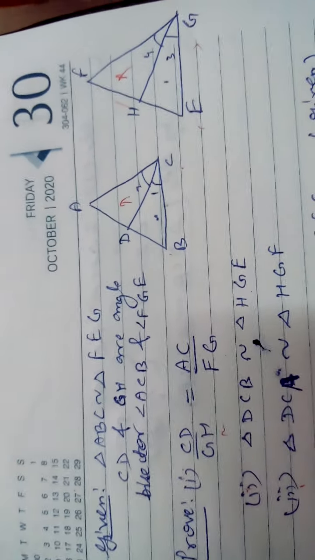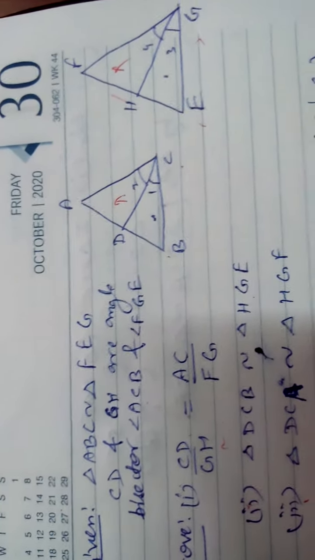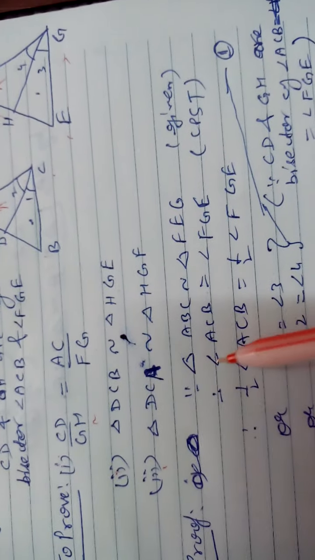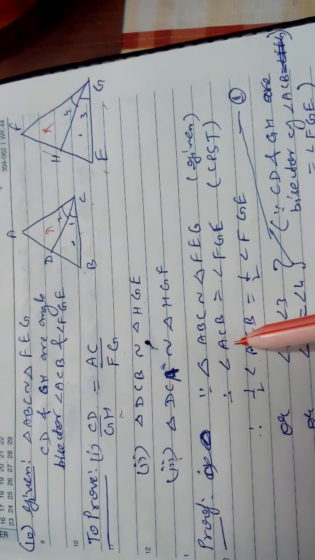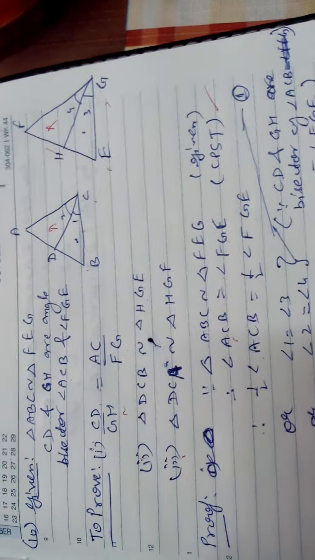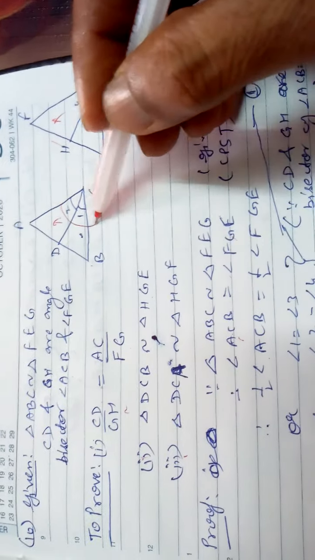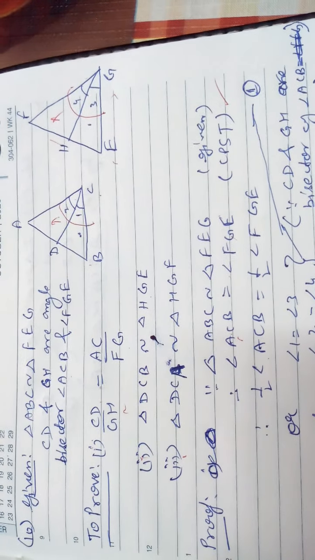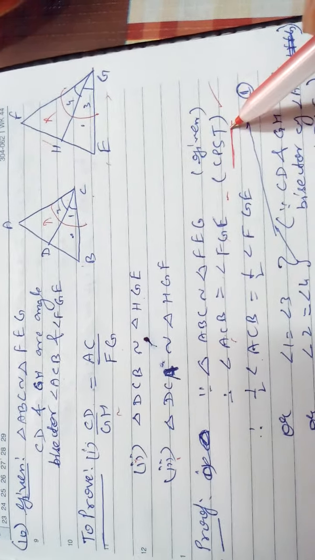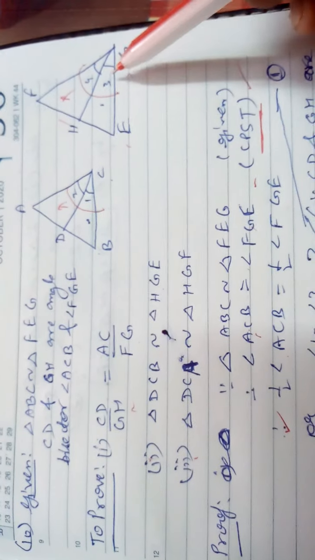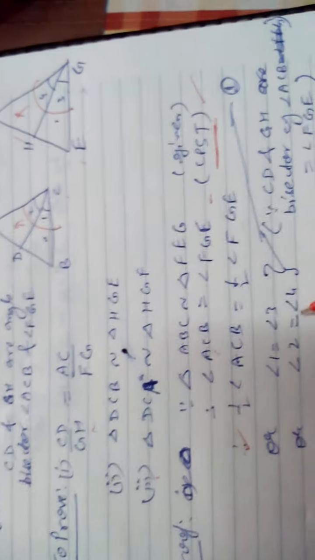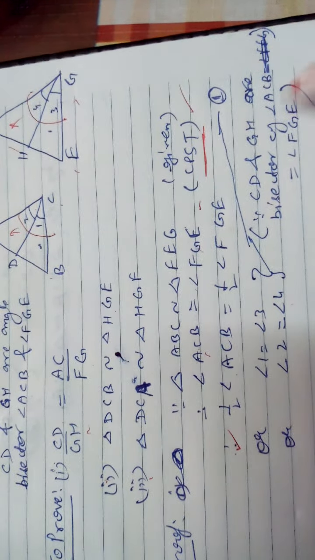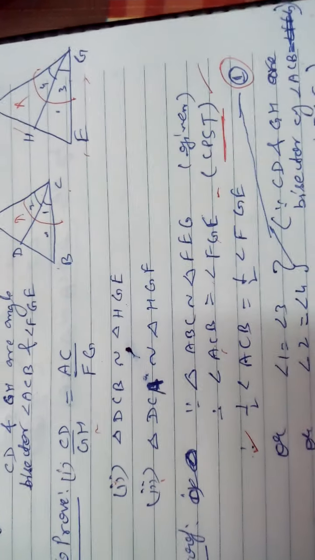CD by GH and AC by FG is the part of these two triangles. It means first of all you prove these two triangles similar. Because ABC is similar to FEG, angle ACB is equal to angle FGE by corresponding parts of similar triangles, CPST. So half of this will be also equal. And what is the half? Angle 1 equal to 3 or 2 equal to 4. Angle 2 is equal to angle 4. Both are because CD and GH are the bisectors of the angles. I have taken, it is equation number 1.